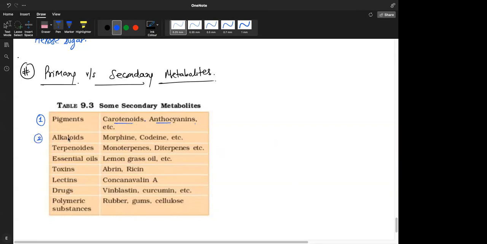Then secondary metabolites could be alkaloids like morphine, codeine. We know that it acts as a drug, right? You have heard of morphine? Morphine acts as a painkiller. It is used after surgeries. Earlier, morphine was used. Now we have better analgesics, aspirin, ibuprofen, etc. And to give anesthesia, we use better substances than morphine, because morphine is also addictive. Codeine, morphine, these are addictive substances. They act as hallucinogens and painkillers.